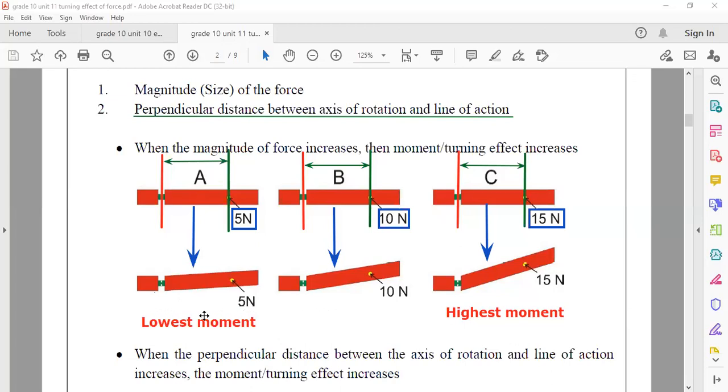So what is the reason for A having the lowest moment and C having the highest moment? Force applied. If you apply more force, what will happen to the moment of the force? It will increase. Are you clear? Yes, sir. If the force increases, the turning also increases.